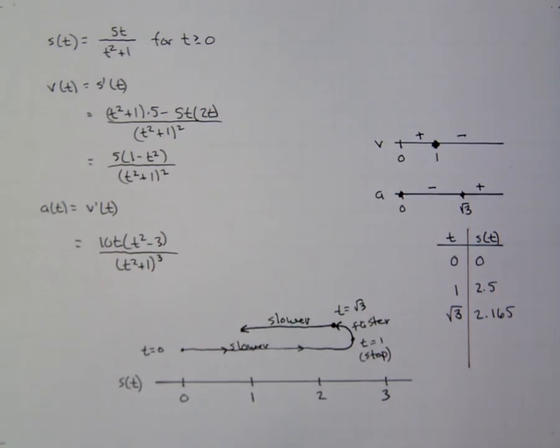That concludes our analysis of the position of our particle under rectilinear motion with s(t) = 5t / (t² + 1).